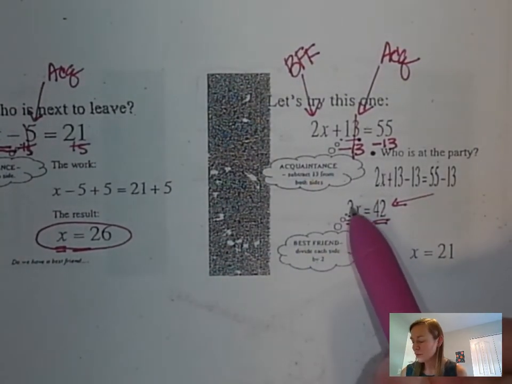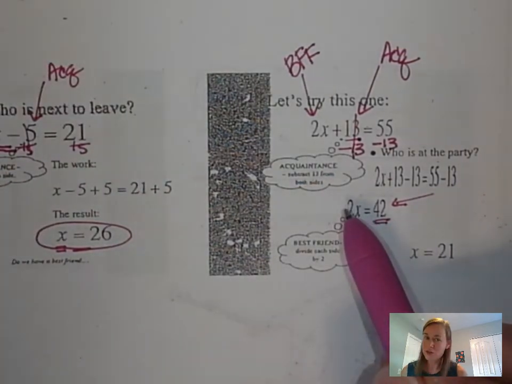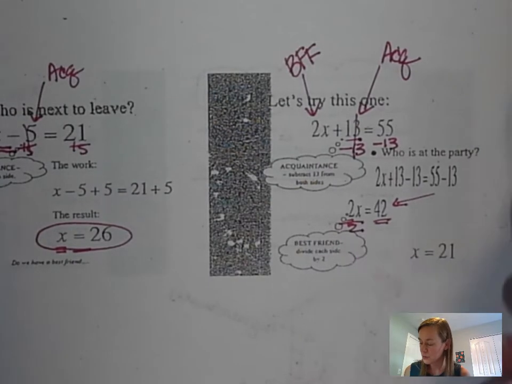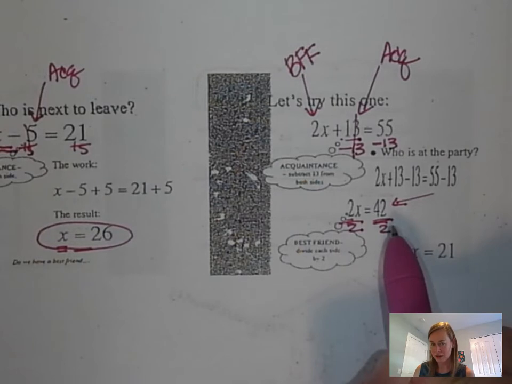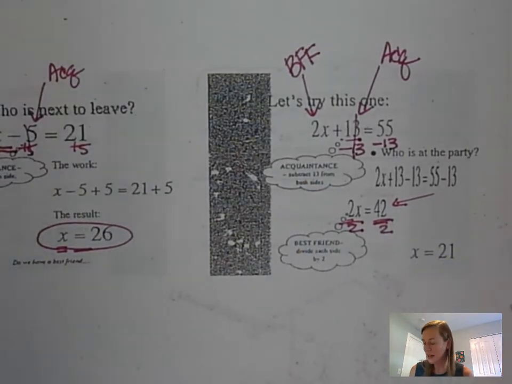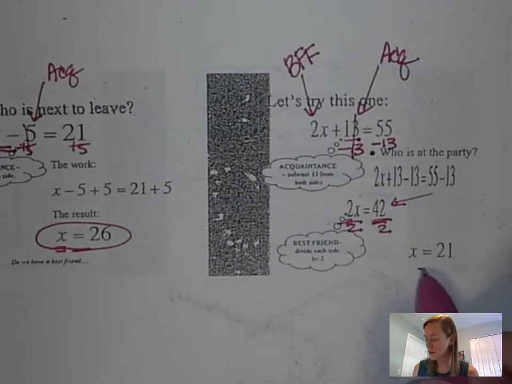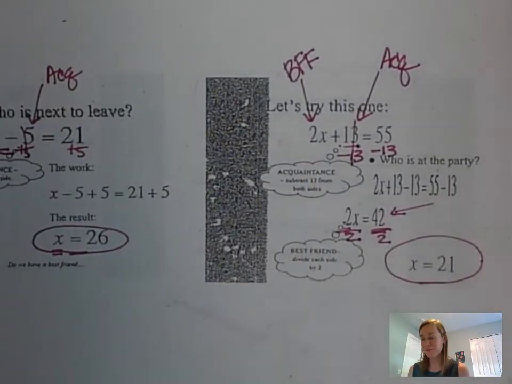And we finally get rid of the best friend. Right now, we're multiplying 2 times x. So to do the opposite of that, we need to divide by 2. So divide by 2 on both sides, because what we do to one side, we have to do to the other side. And then we finally get x equals 21. At this point, the host is by itself, so the party is over, and that's our final answer. Let's keep going.